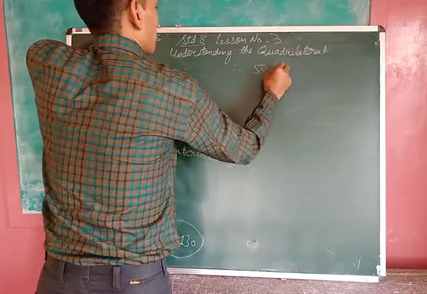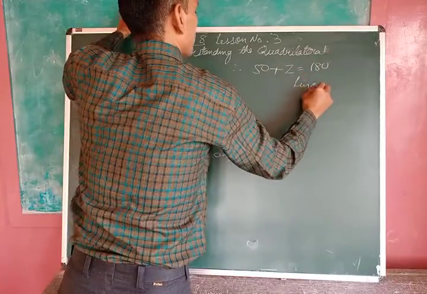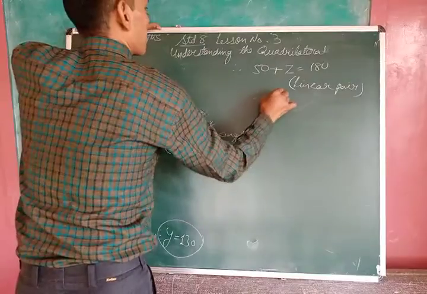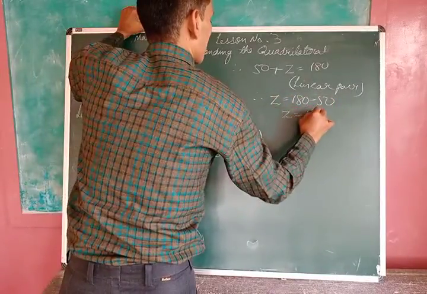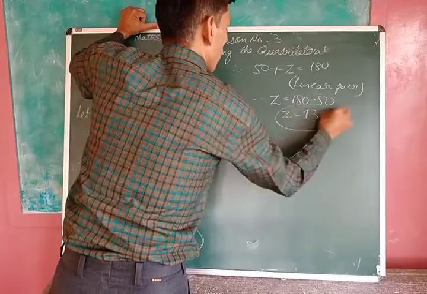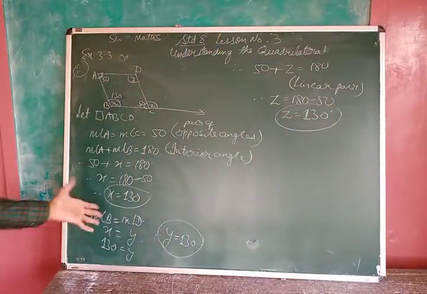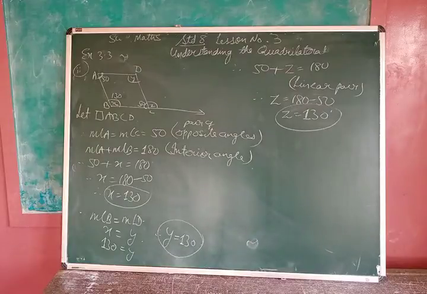Now, we want Z also. Here, 50 plus Z is equal to 180. The reason is linear pair. Therefore, Z is equal to 180 minus 50, so Z is equal to 130. This is the answer of the second one. You can find it by all types of methods. You can use another method also, whichever is possible or easy for you.